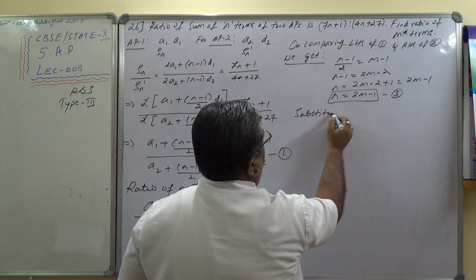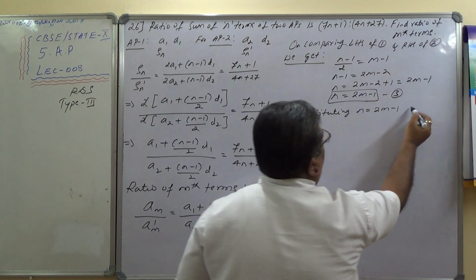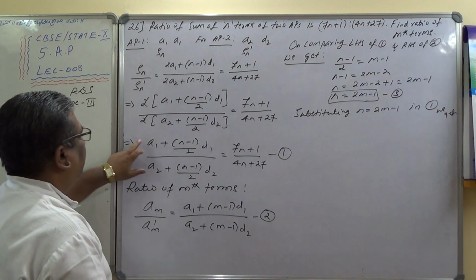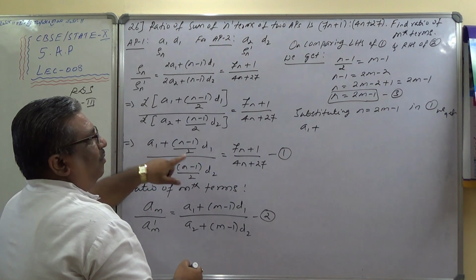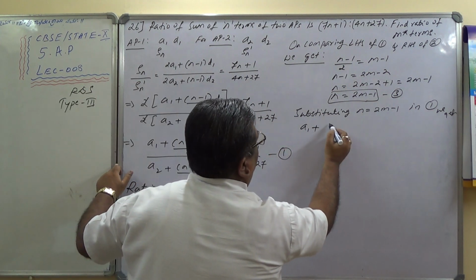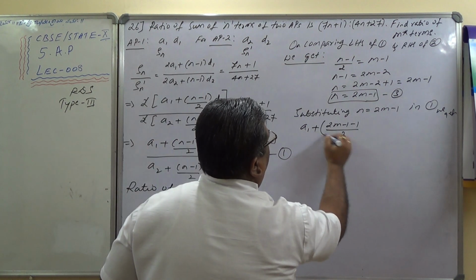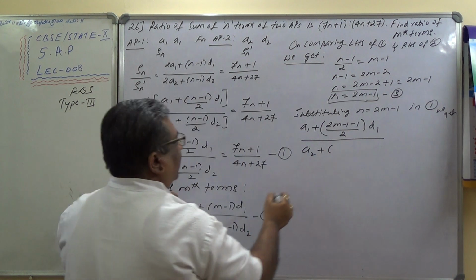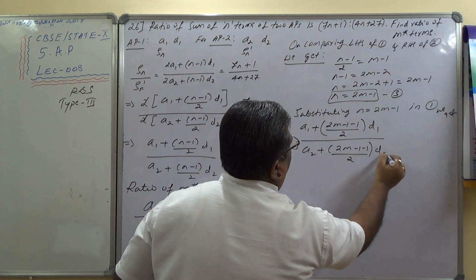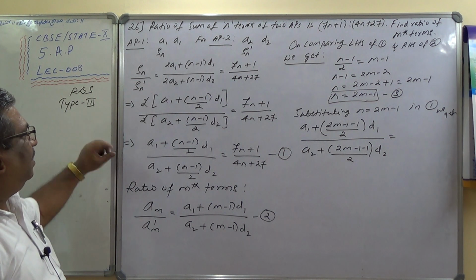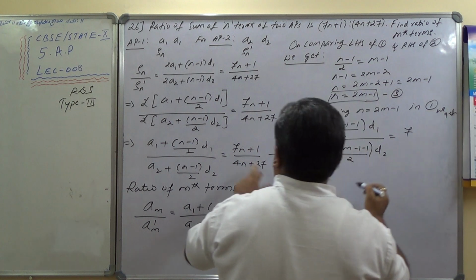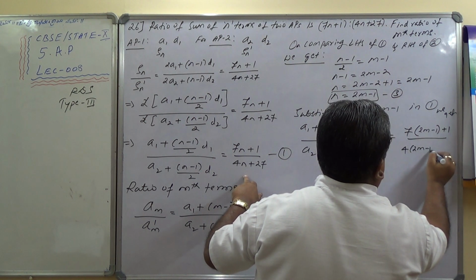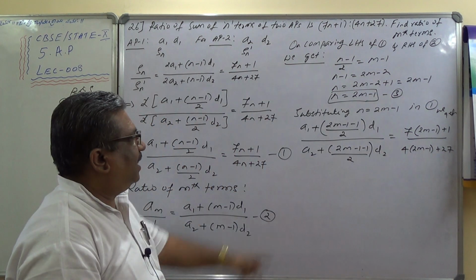Substituting n equals 2m minus 1 in equation 1, we get, see here, (a1 plus (2m minus 1 minus 1) the whole divided by 2 into d1) divided by (a2 plus (2m minus 1 minus 1) the whole divided by 2 d2) equals (7 into (2m minus 1) plus 1) the whole divided by (4 into (2m minus 1) plus 27). What are these things?